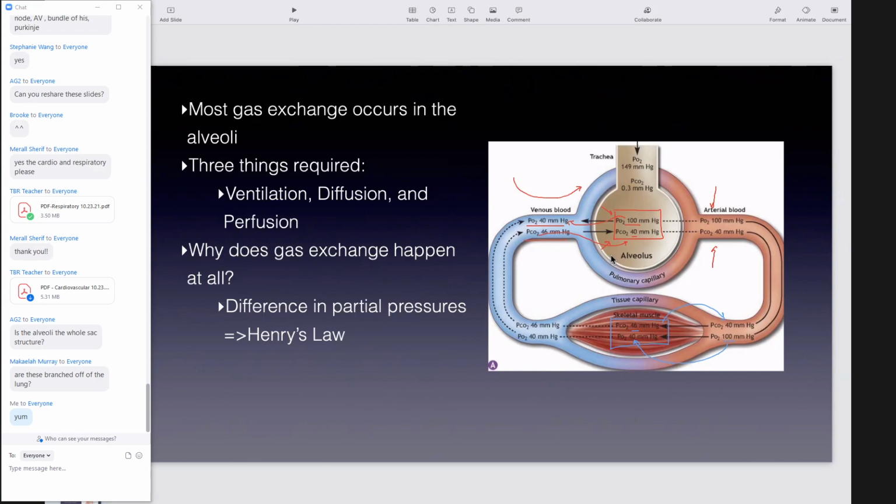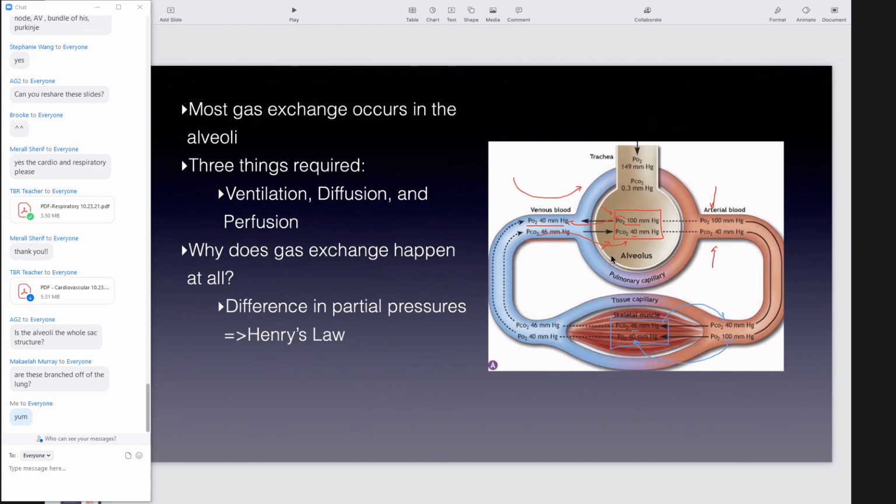And so that is the basis of Henry's law. That is why gas exchange does occur. It's simply just diffusion of different concentrations. So for gas exchange to occur, you need three things. You need ventilation, diffusion, and perfusion.